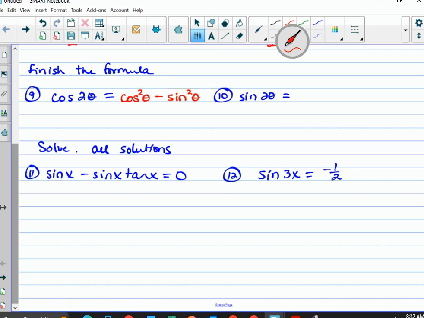What is it? Which is 2 sine theta cosine theta. Okay. Wait, if you have parens around this up. You did it. All right.